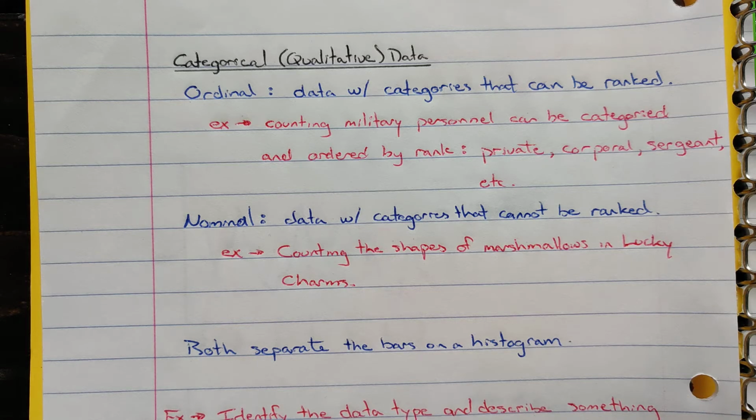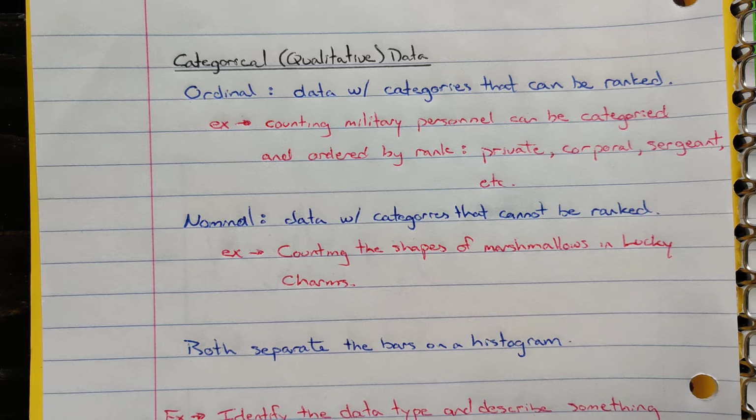When it's something that can't be ranked, we would use the term nominal. So we have different categories that we can't rank. Like if we were counting the shapes of marshmallows in a box of Lucky Charms, we have hearts and stars and rainbows. Each of those doesn't take precedence over another. They're just all there, so we can just count how many of each marshmallow type appears in the box.